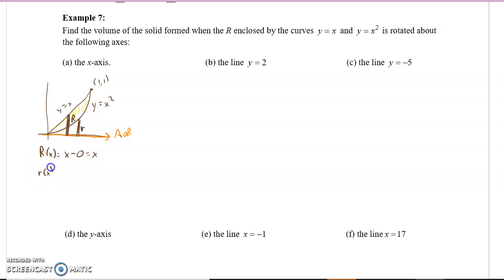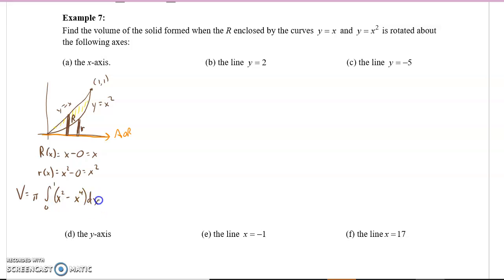Little r, top is x squared. Bottom is 0. So we've got x squared. So the setup here, the volume for this problem, is pi times, don't forget the pi, it's always pi r squared. We're going from x equals 0 to x equals 1, so from 0 to 1, of big R squared minus little r squared. x squared squared is x to the 4th.